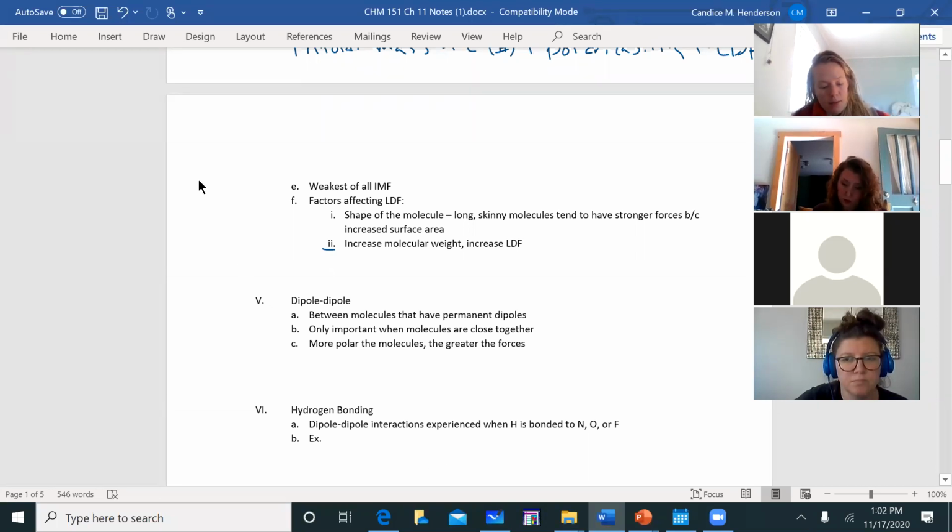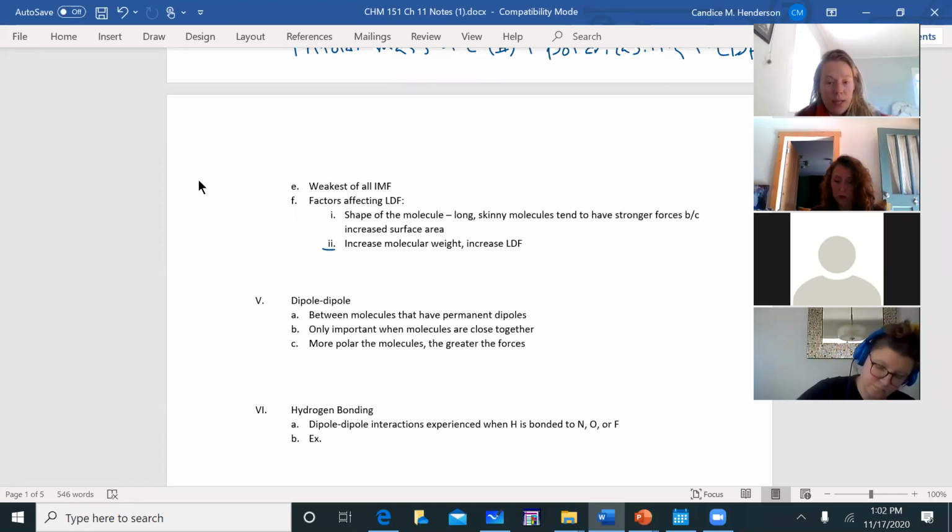So the next type of intermolecular force is a dipole-dipole force. These are for polar molecules.